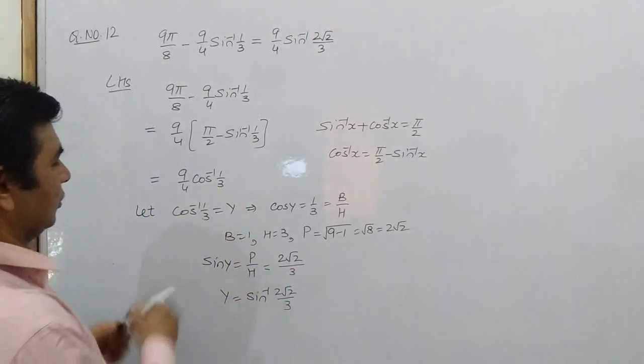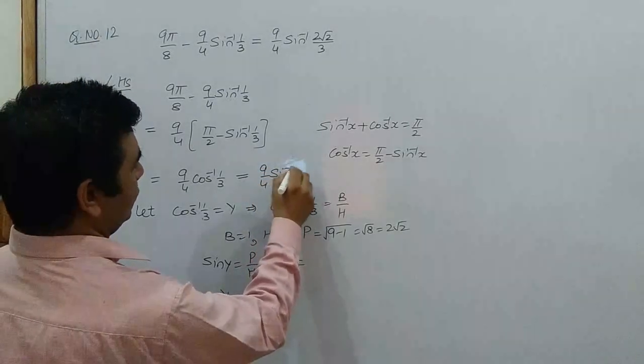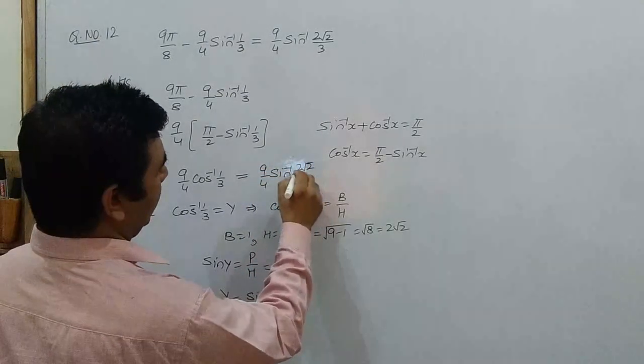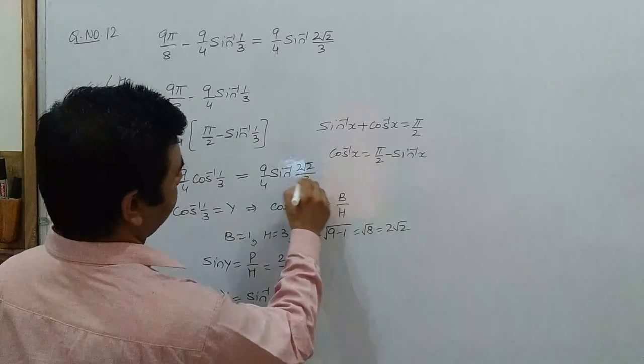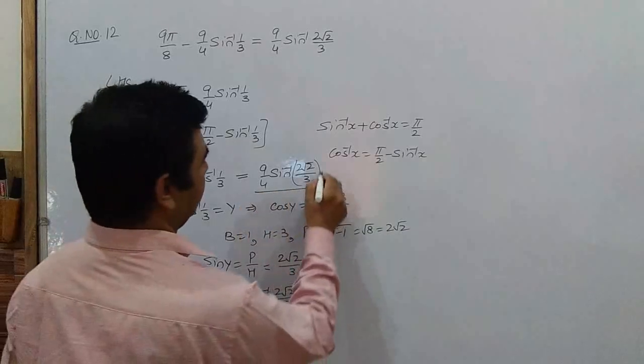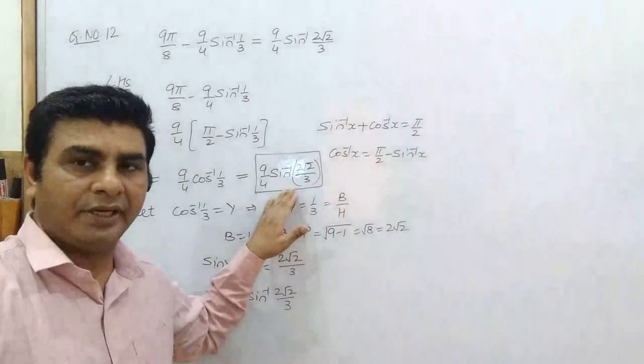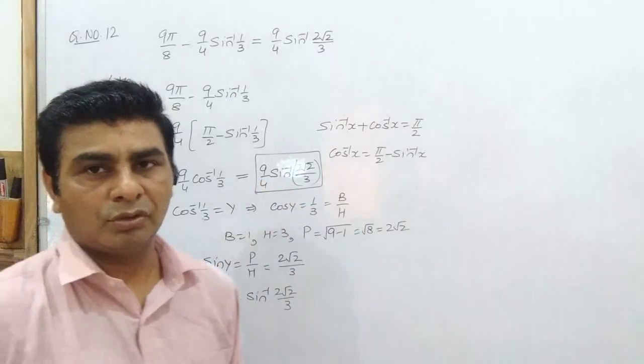So the expression will be 9 by 4 sin inverse 2 root 2 by 3. You can see this was the right hand side, which I had to prove.